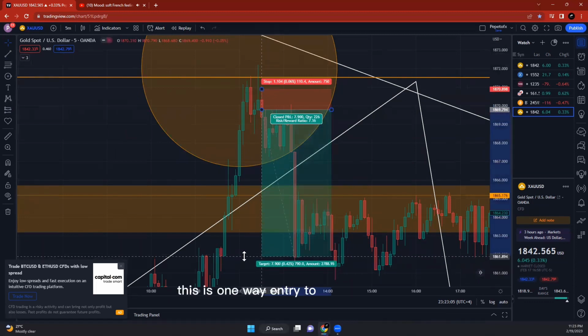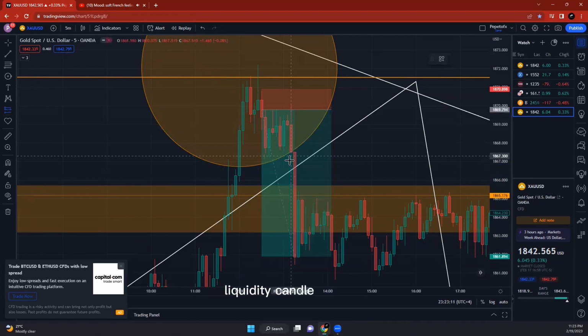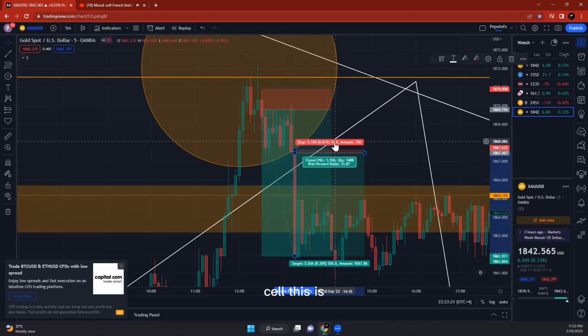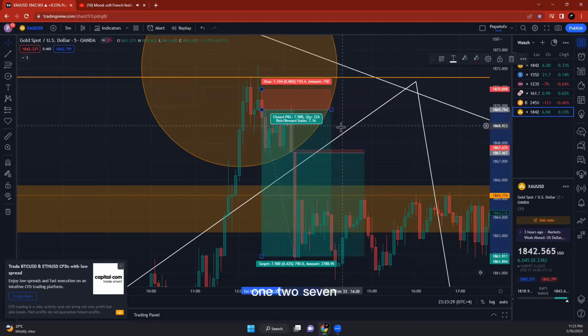This is one way of entry, to tell this support. Another entry I have: liquidity candle, confirm, stop loss above, sell. This is 1 to 3 RR. This is 1 to 7.